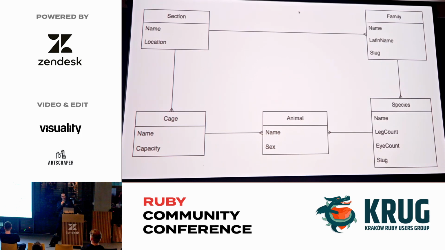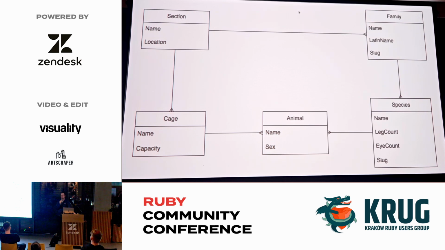On the left side, in the upper left corner, you see sections. The zoo is divided into sections. They have a name and a location. Each section has multiple cages. Those cages have a name and some sort of capacity. One cage can contain multiple animals. They have a name, they are either male or female. Then you also categorize the animals, so you have family of animals, and you have species. There are some fields on it, like Latin name, or how many legs or eyes they have, and there is this special unique field, slot, that we're going to talk about later.